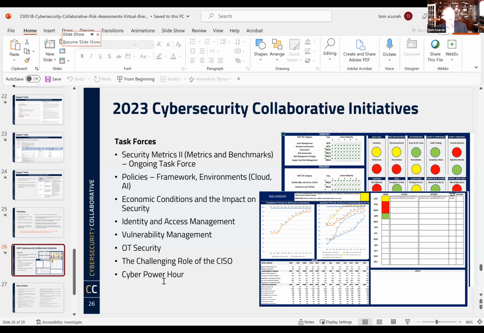Please come in. We had a boardroom on economic conditions and the impact on security, guidance for CISOs on retaining staff, the insider threat, work at home issues that are incumbent upon current economic conditions. We'll have a number of other task forces and boardrooms: identity and access management, vulnerability management, OT security, the challenging role of the CISO. And we're considering having a cyber power hour every other week where any subject can be raised. We'll have some pre-advanced work that members request, and then have discussions around that, so we can have a continual refreshing of all the security topics domain.